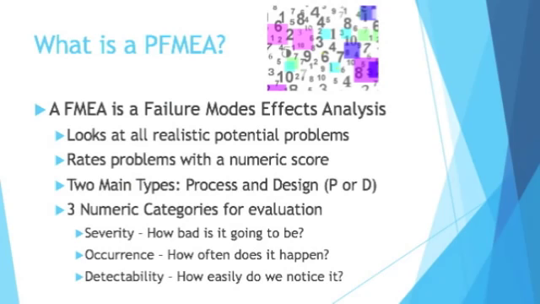When it comes to FMEAs, there's two main types. Process ones, which is what I'm more familiar with, and design ones, when you're designing a product. There's three main numeric categories for evaluation. Severity, how bad is it going to be? Occurrence, how often does it happen? And detectability, how easily can we catch it or prevent it?